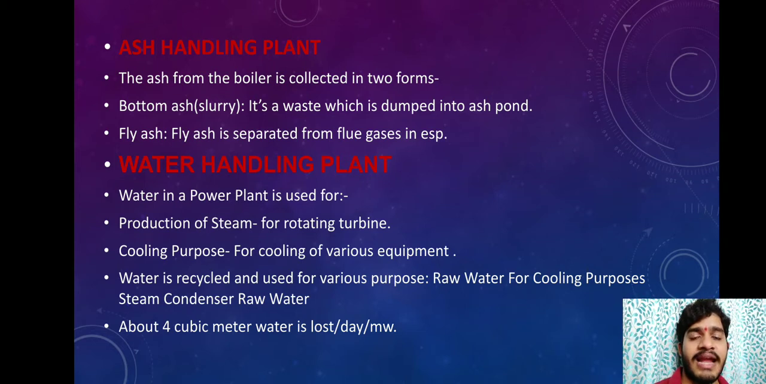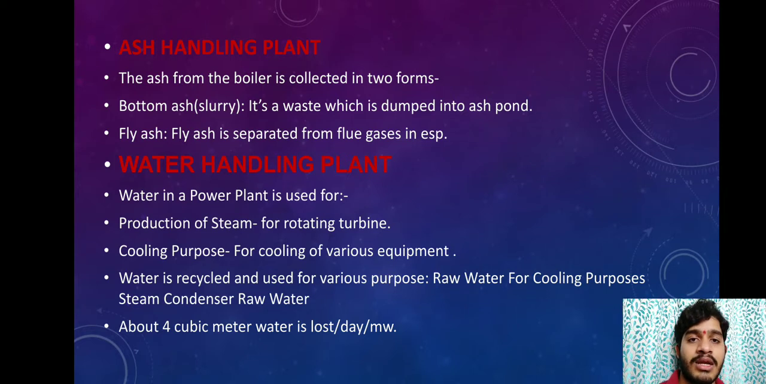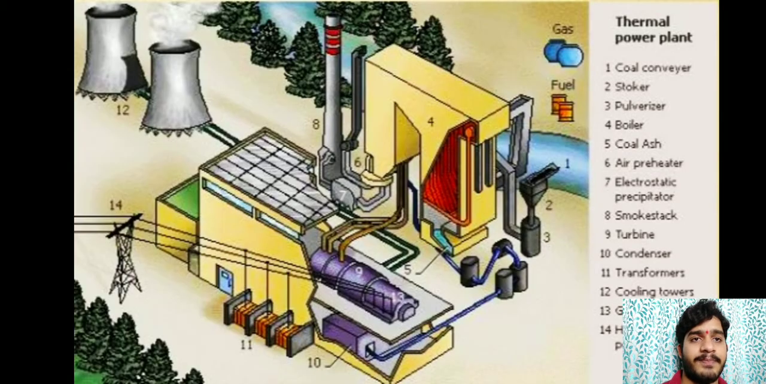And water handling plant. Water in a power plant is used for production of steam for rotating the turbine, and for cooling the various equipment as it runs at a high temperature. And water is recycled and used for various purposes like raw water for cooling and steam condenser raw water. About 4 cubic meters of water is lost per day, or we can also say for 1 megawatt, 4 cubic meters of water is being wasted.